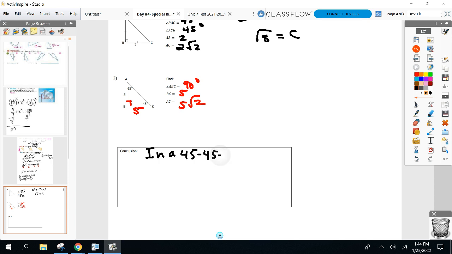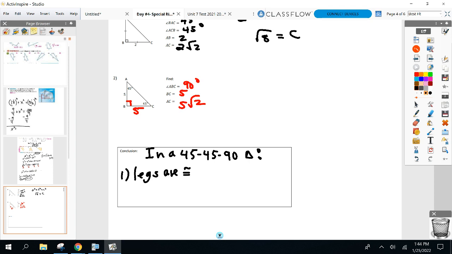In a 45, 45, 90 triangle, I know the mathematicians are clever, right, when they name these triangles. And again, those represent the degree measures. You guys probably see a pattern, don't you? Number one, what do you notice about the legs in a 45, 45, 90? Legs are congruent.